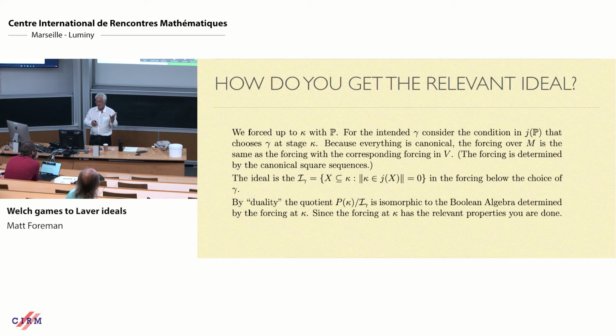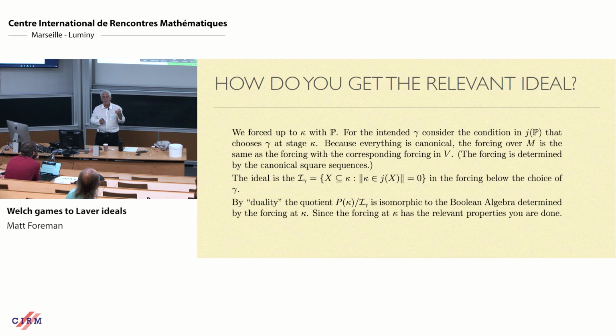Because everything is canonical fine structure, the forcing over M is the same as doing the corresponding forcing in V. So the forcing is determined by the canonical square sequence. And then the ideal is the usual ideal. So I gamma is the set of subsets of kappa such that it's impossible that kappa is in J of X. So the Boolean value that kappa is in J of X is 0 in the forcing below the choice of gamma.